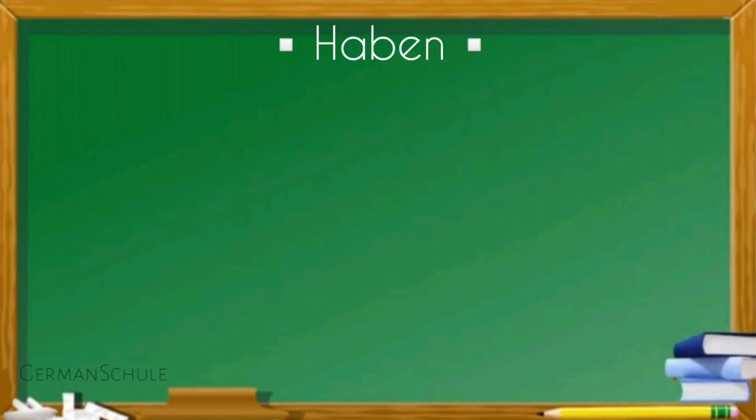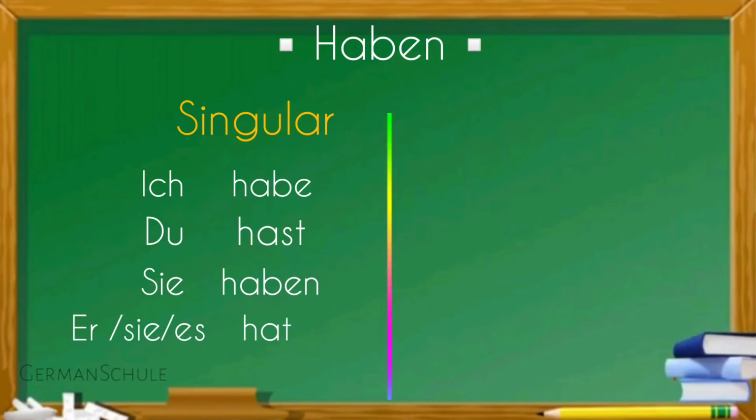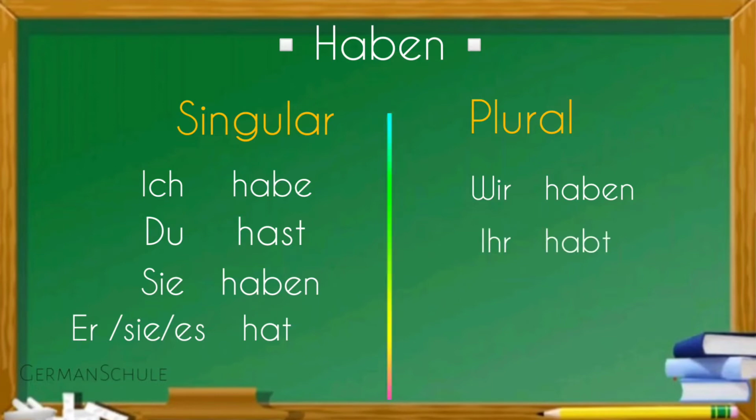Now, let's conjugate the verb haben. Remember the pronouns we did in previous lesson. We will be listing all these pronouns and then conjugate the verb haben with each of them. Here are pronouns in singular. Ich habe, du hast, sie haben, sie es hat. Now pronouns in plural. Wir haben, ihr habt, sie haben, sie haben.